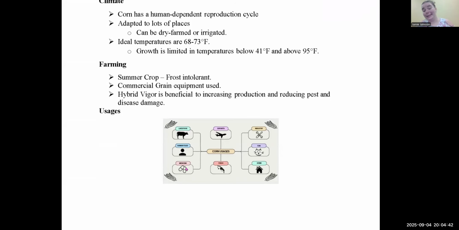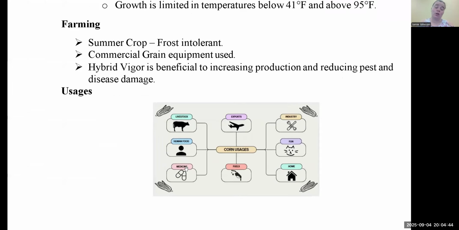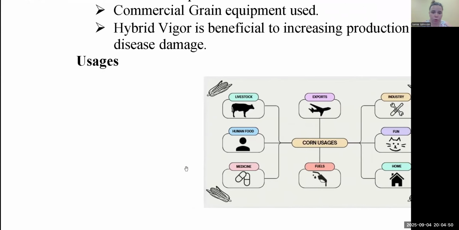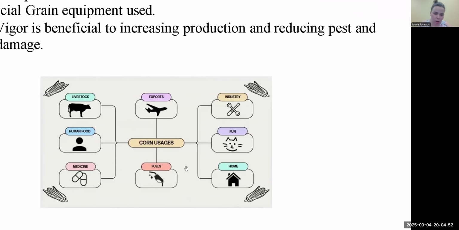So, last but not least, before we leave, let's talk about some uses of corn. For the most part, corn is used in almost everything now, which is a lot of things. We feed it to livestock.